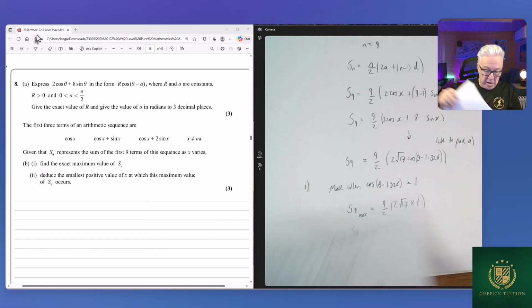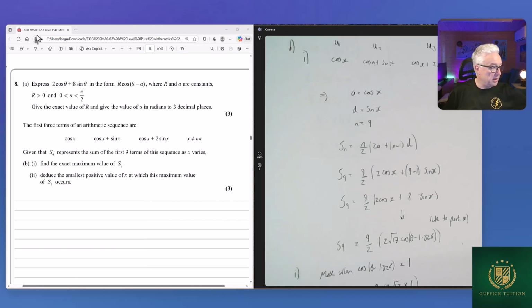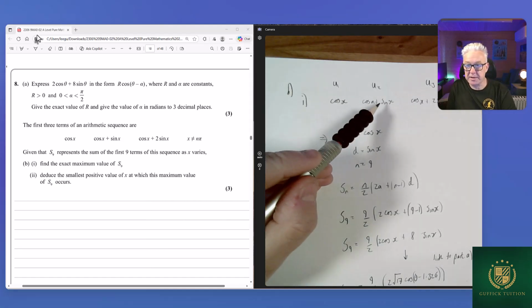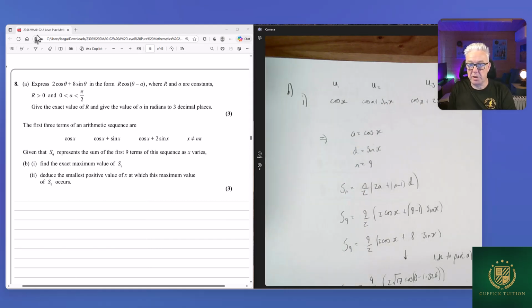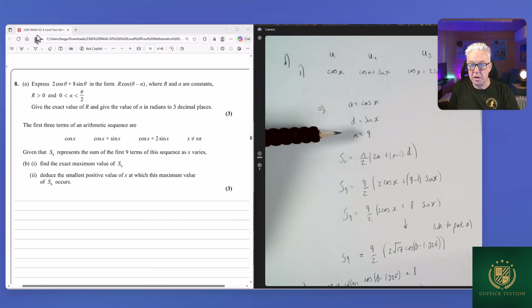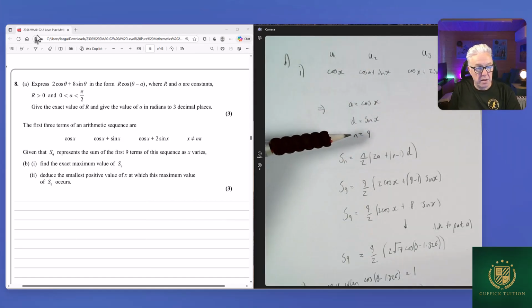Okay, now part B. Intriguing kind of connection of topics here. They always like looking to link the topics, and in this one they're linking sequences and series with this trig topic. So we've got an arithmetic sequence, they tell us, of which the first term is cos, the next term is cos add sine, and the next one is cos add 2 sine. So let's have a little think about it. Our a, first term is cos, common difference is sine, because we're adding on sine each time.